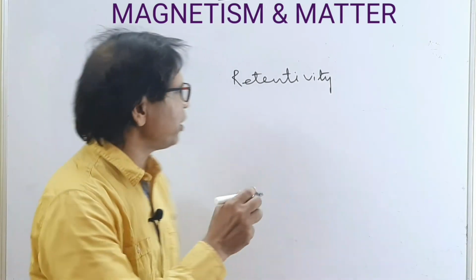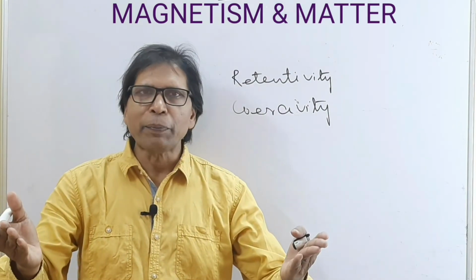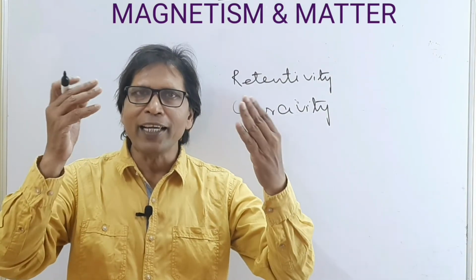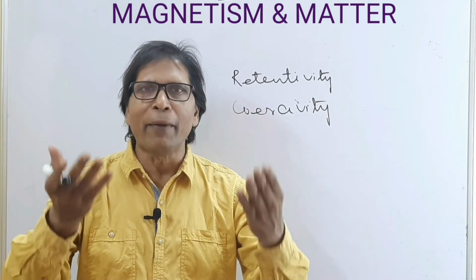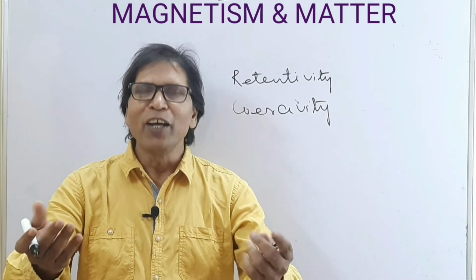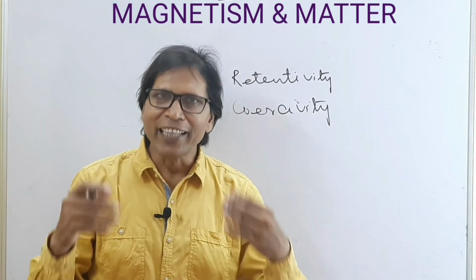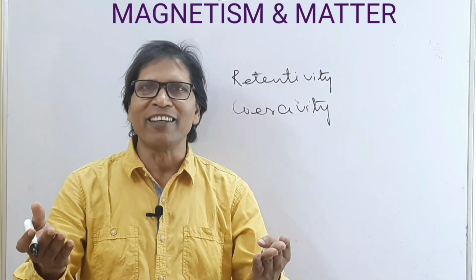Now coercivity. The opposite magnetic field applied to the magnetic substance to nullify its residual magnetism. Okay. So the coercivity of steel is much more than the coercivity of soft iron.